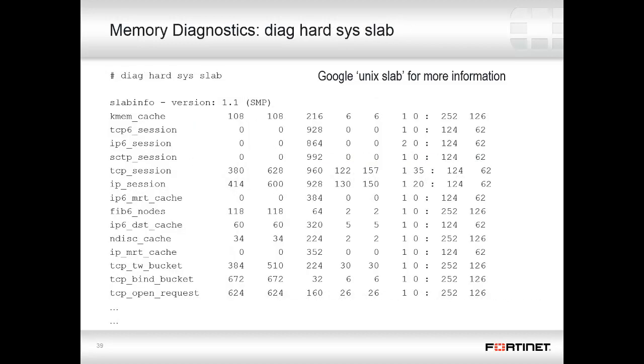Another useful command is diag hardware sys_slab. This shows where the operating system is allocating its memory, how many objects of which type. It doesn't directly link back to any process, but it is designed to give you an idea of what the operating system is doing. Once you know what each slab is all about, it helps narrow down the possibilities quite quickly. The FortiGate runs on the Unix operating system, and this output comes straight from Unix. You can find out more information by simply searching for Unix slab using your favorite search engine. A lot of information is available to help you understand the output.